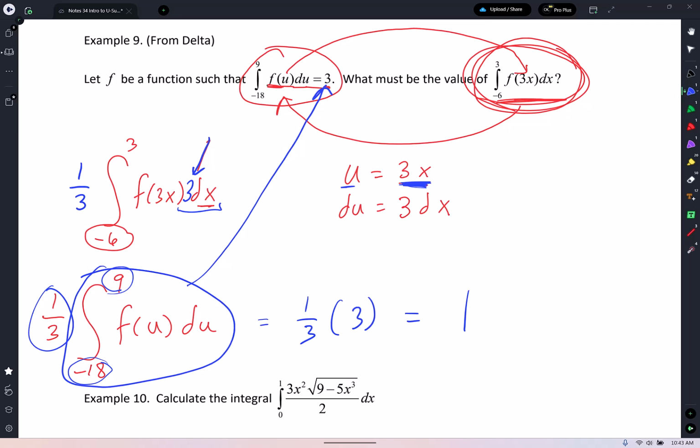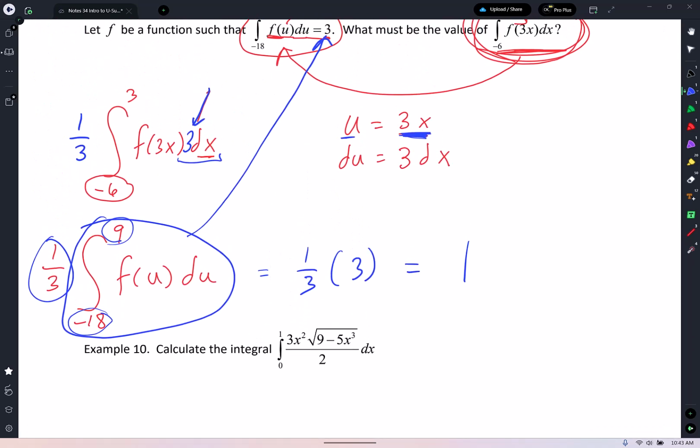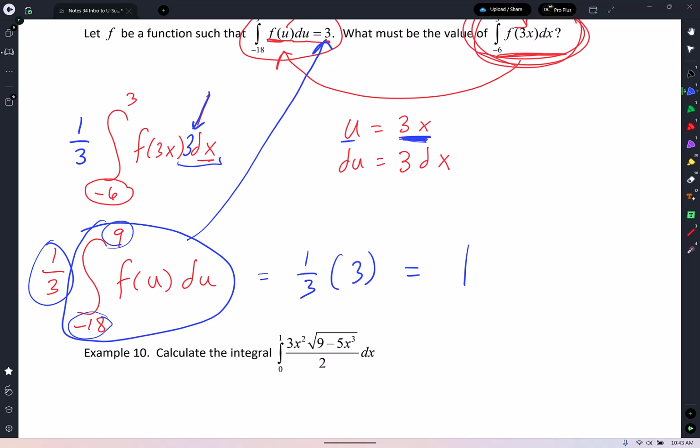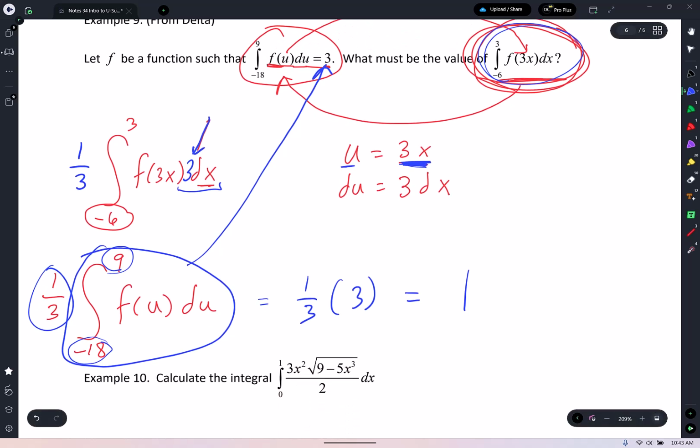That makes sense? Okay. No, that's it. Let me see. Yeah, because this, from negative 18 to 9 of f of u du, is 3. And I want to know what this is. So I just got a 1/3 times that 3. Hold on, let me see. Does something feel funny? This expression, hold on, guys. I gotta see.